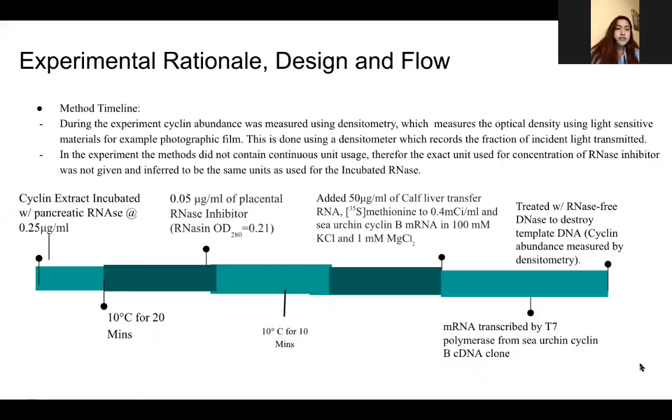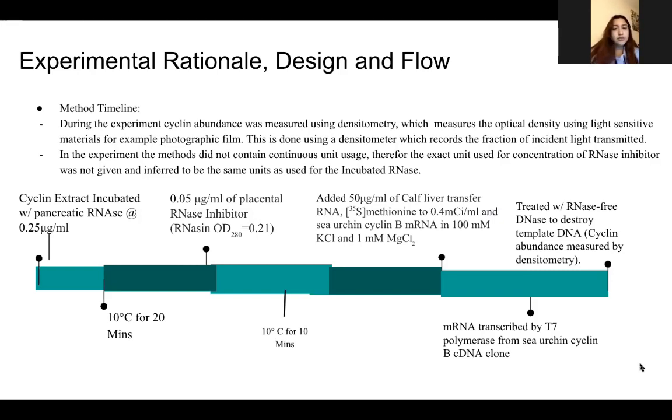In the methods section of this experiment, the cyclin abundance was measured using densitometry. This measures the optical density of light using light-sensitive materials, for example, a photographic film. This is done using a densitometer, which records the fraction of incident light transmitted. However, while looking in the methods section of this experiment, the unit usage was not consistent and the concentration of RNase inhibitor was not given, and therefore was inferred to be the same units used for the incubated RNase in the beginning of this experiment.